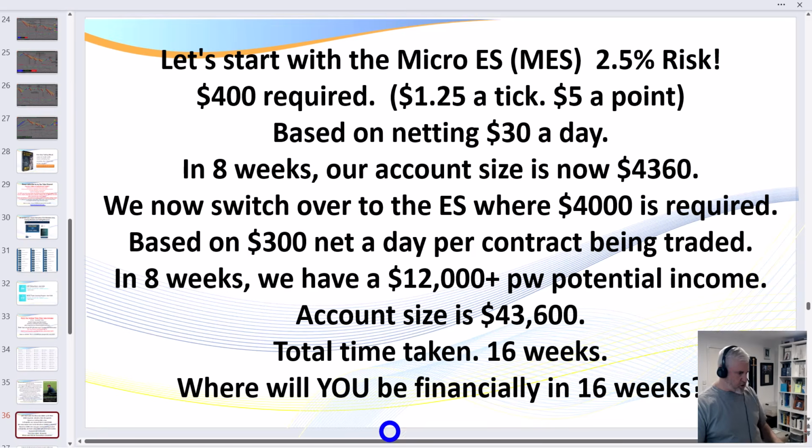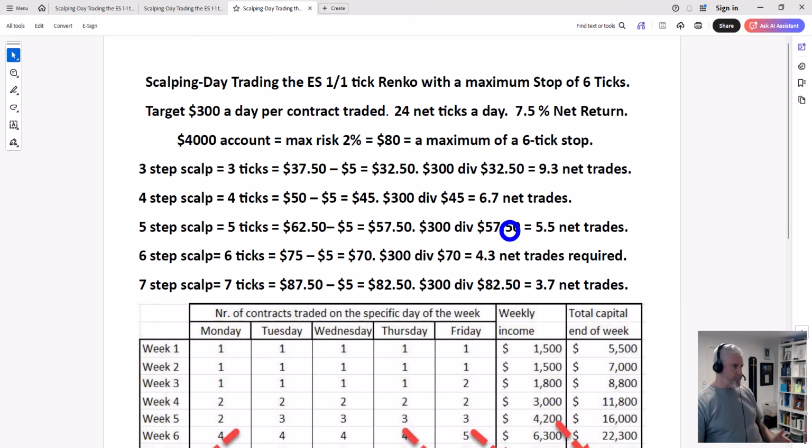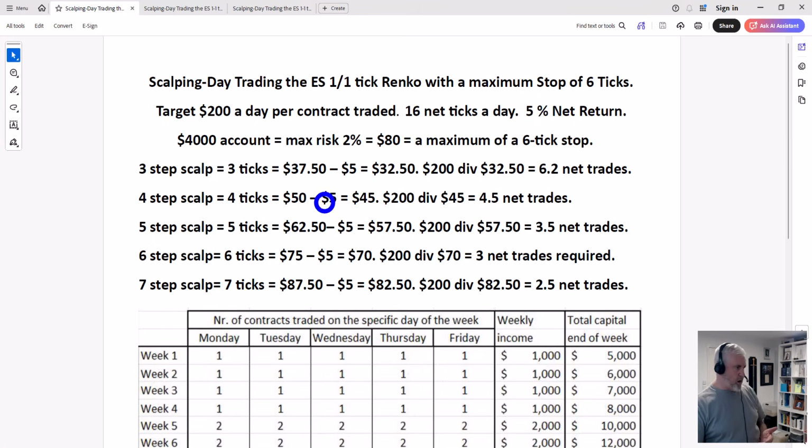Now let me show you these first of all. In today's session, I'm mainly focused on if I'm trading a 1-tick, and just a word on the 1-tick. You can only trade the 1-tick Renko chart during the Globex session, that is after 6 p.m. Eastern Standard Time.